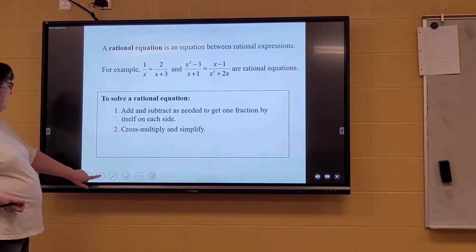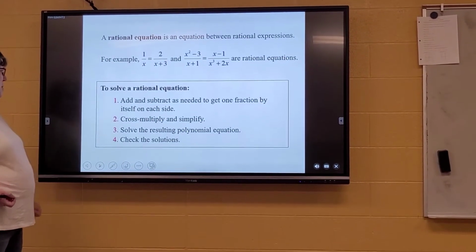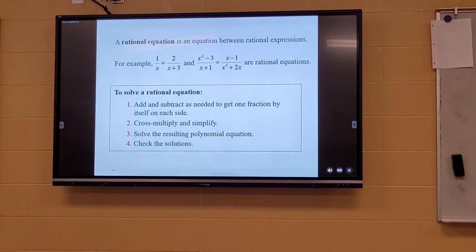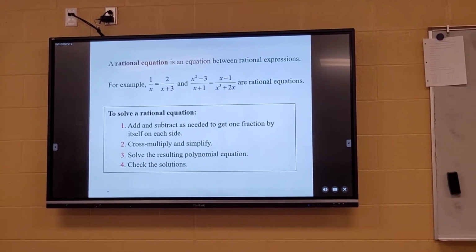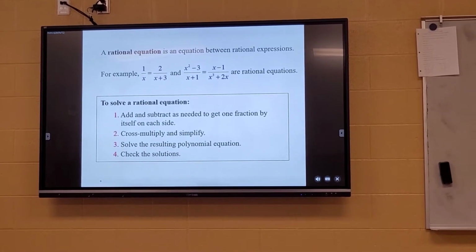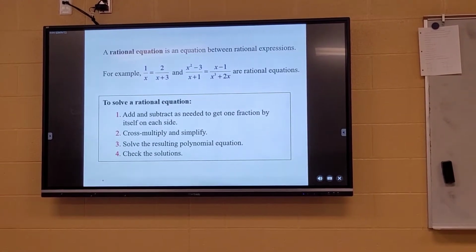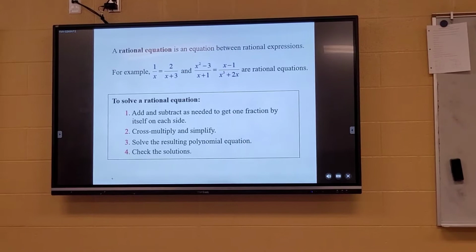Rational equation, we want to add and subtract if we need to, so that we get one fraction by itself, right? Just one fraction on each side of the equation.